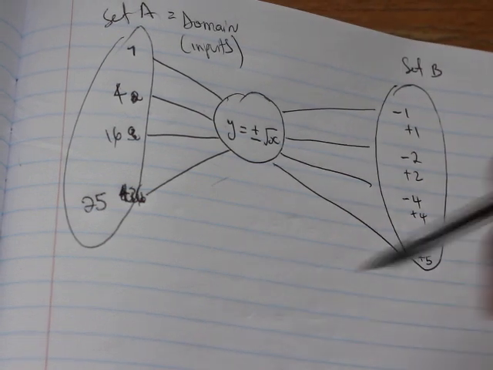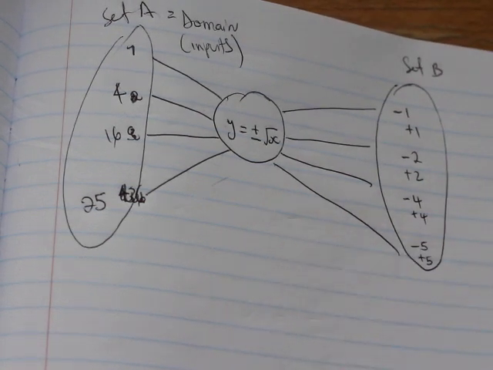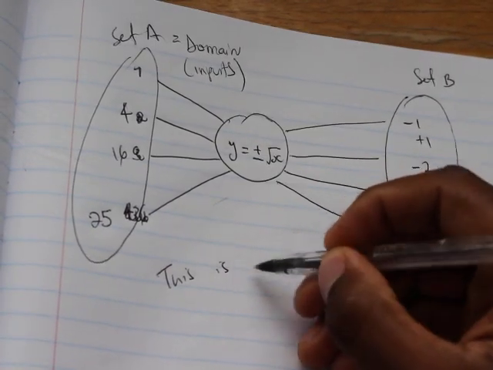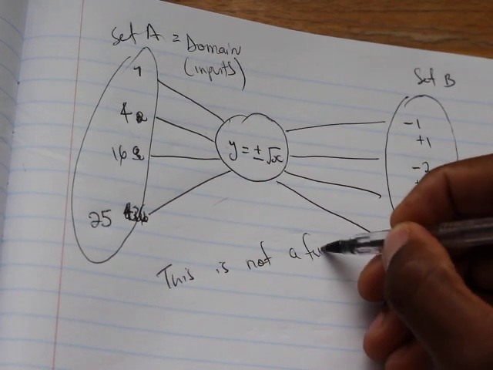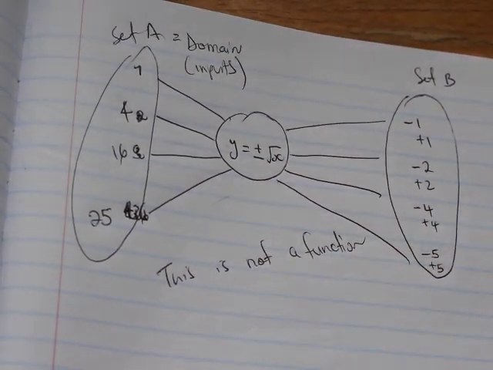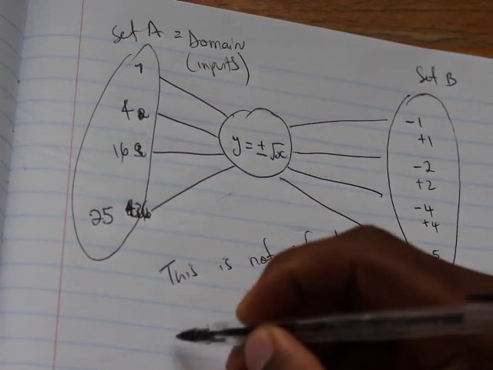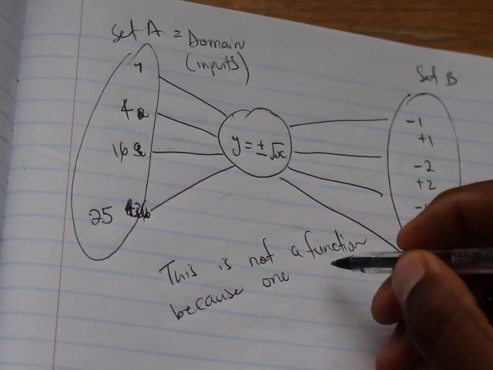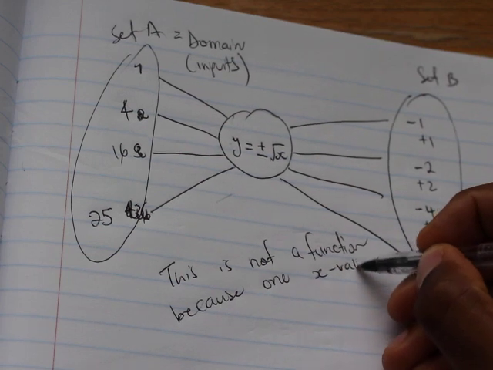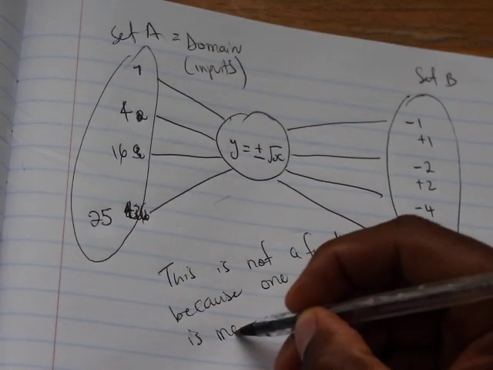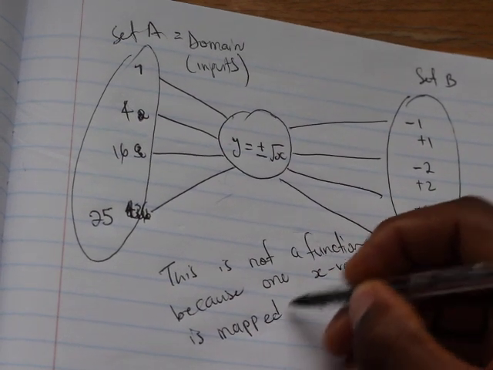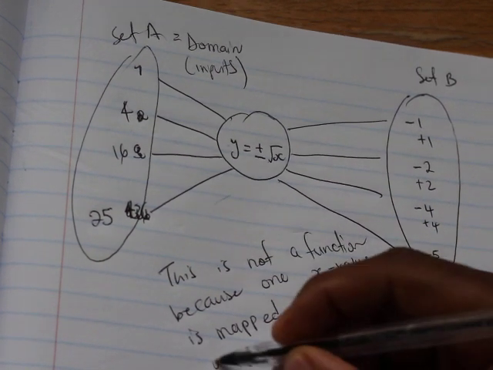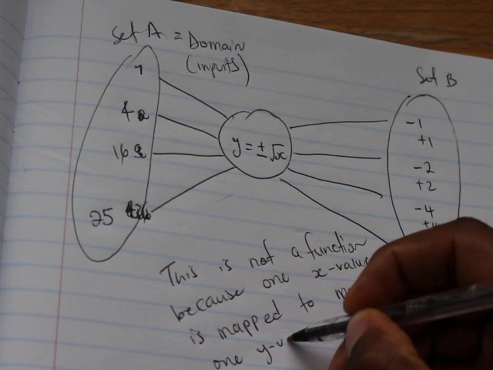Now, one x value is mapped to more than one y value, and this is not a function. It's not a function, okay? Because one x value is mapped to more than one y value.